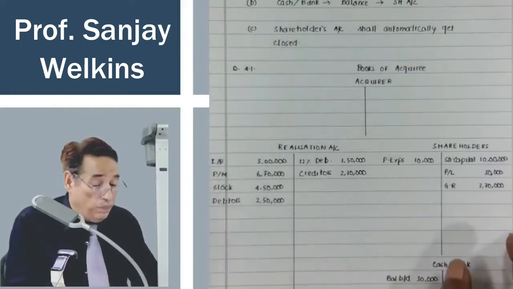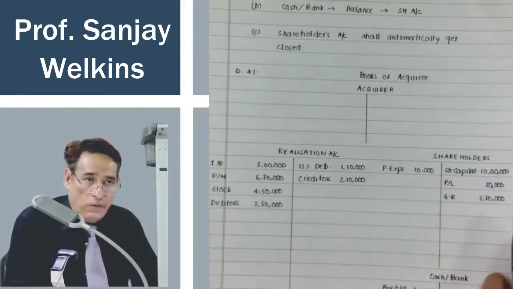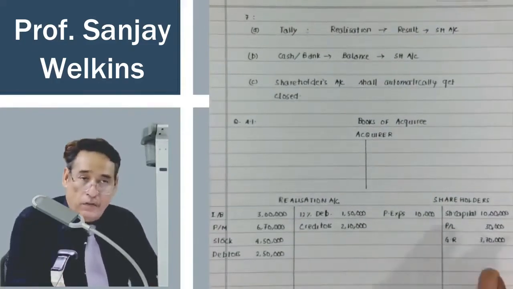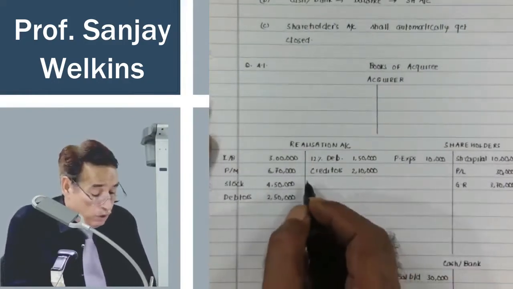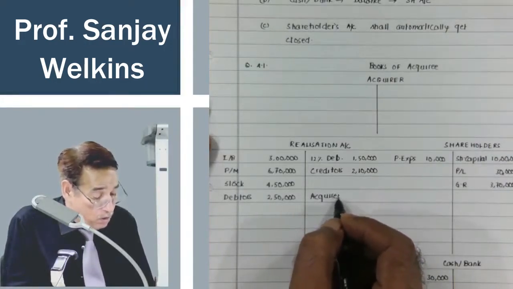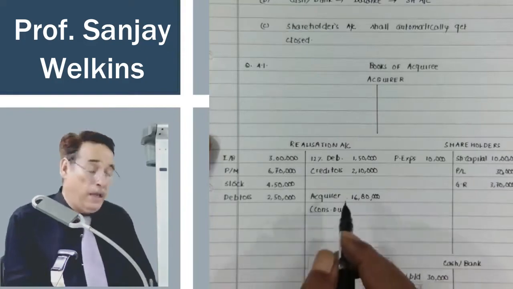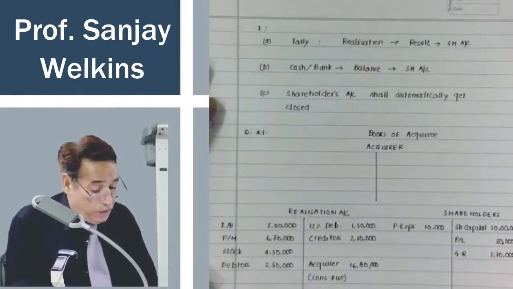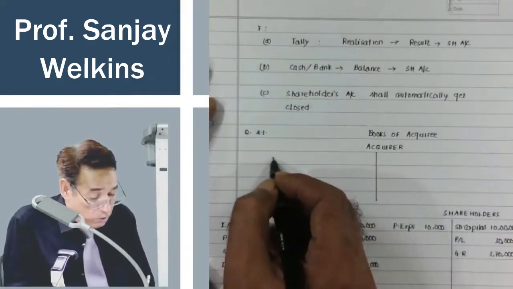Then I told you we have to take care of consideration. First, we make the due entry. Entry will be acquirer company account debit to realization account. Because of this entry, towards the credit side of realization, I will write by acquirer company. I can write in bracket consideration due. Consideration we just saw is 16,80,000. And in the acquirer company account, I am going to write here to realization.